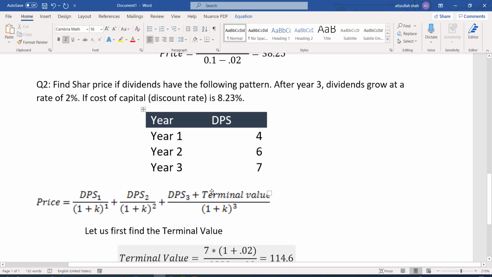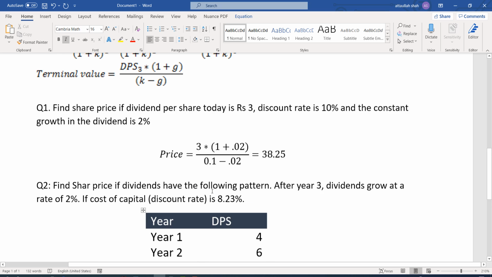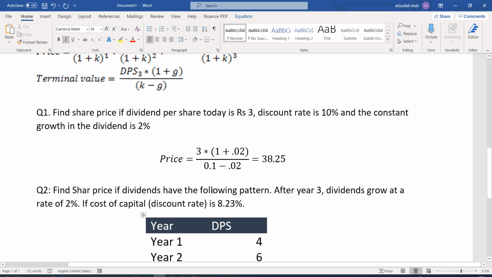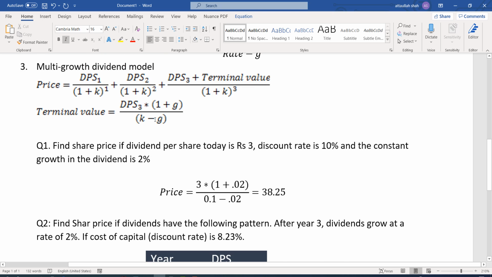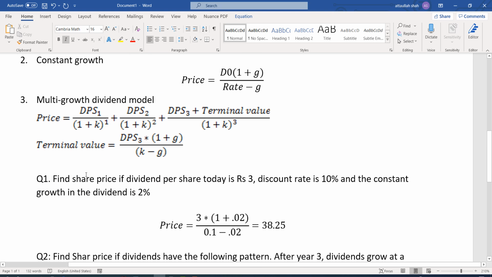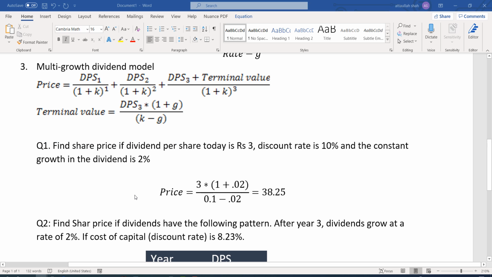Okay, we come back to our question. So we start with the constant growth model, and let's start from finding the intrinsic value of the share. So the question was, find share price if dividend per share today is rupees 3, discount rate is 10%, and constant growth rate in the dividend is 2%. In this question, the unknown is price.